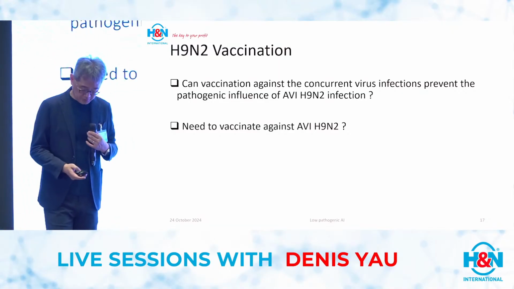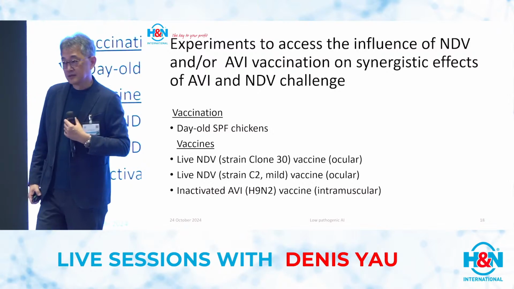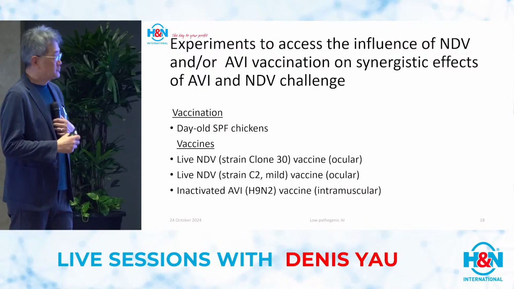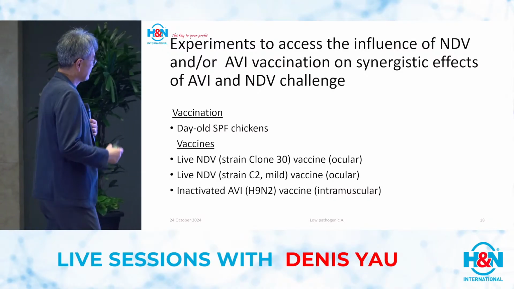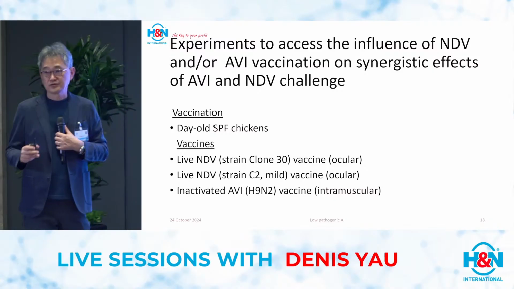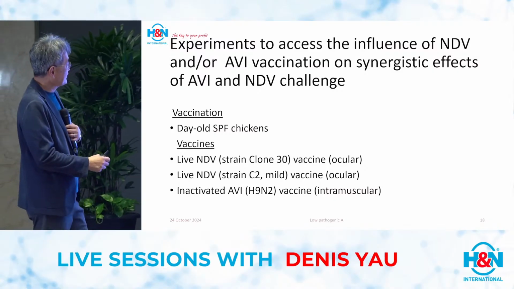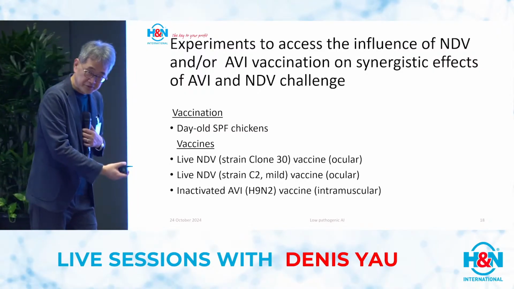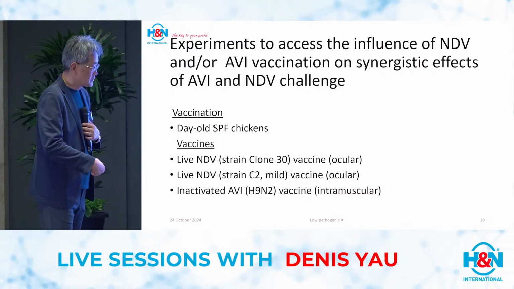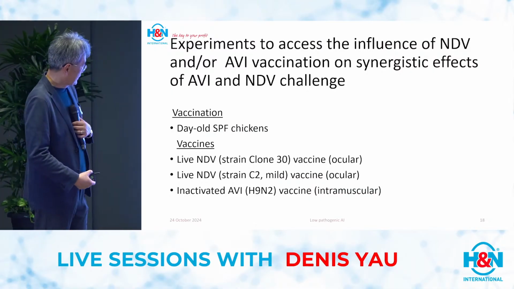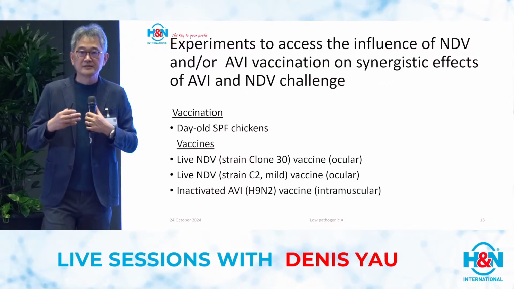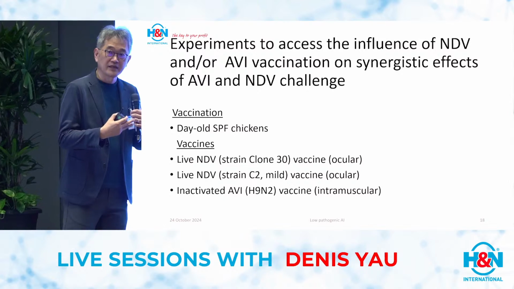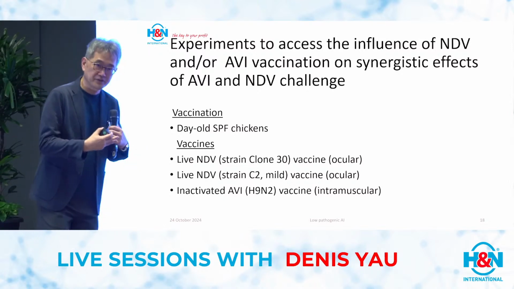I will show you again a trial, which means we do SPF chickens, vaccinate H9N2, and then, or at that same time, we do clone 30 Lasota strain, or C2, a mild strain, to mimic that the mild strain is not giving a better protection, or a Lasota strain is giving the best protection of ND.